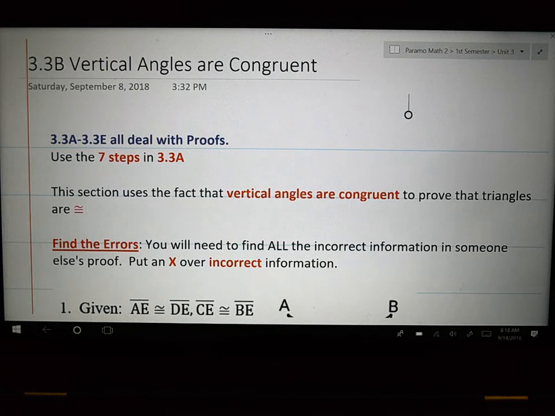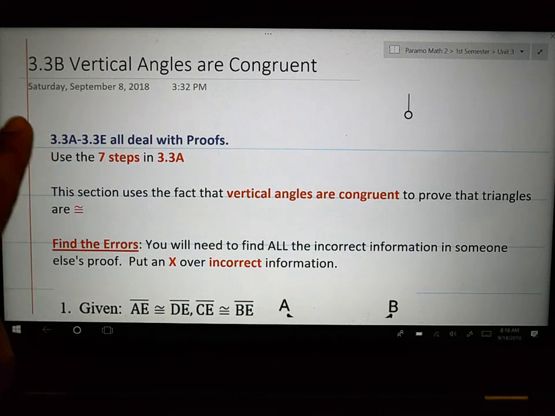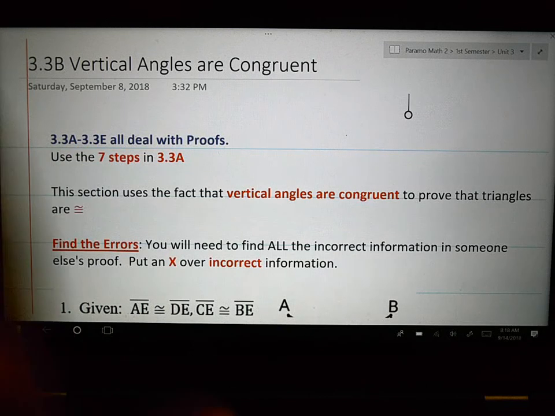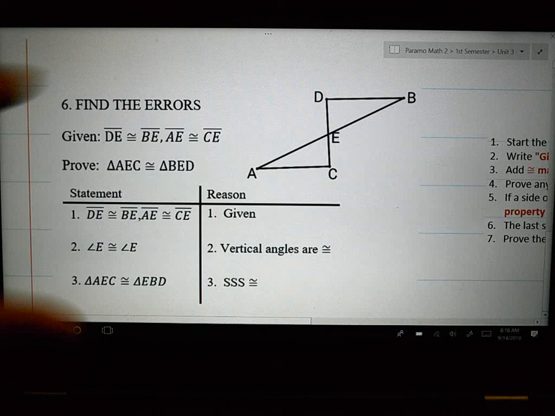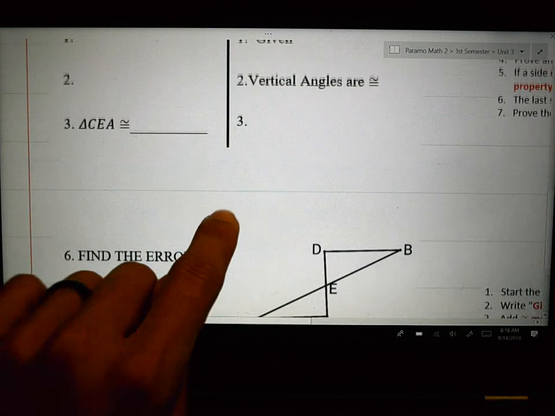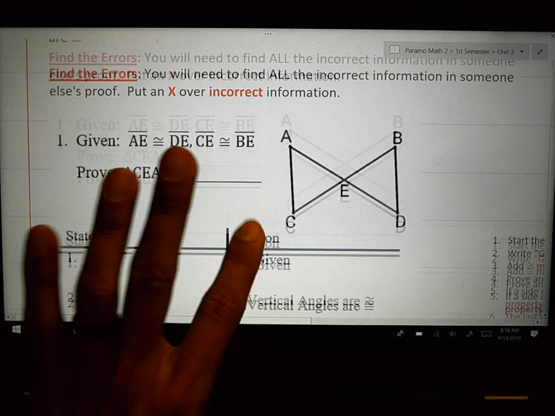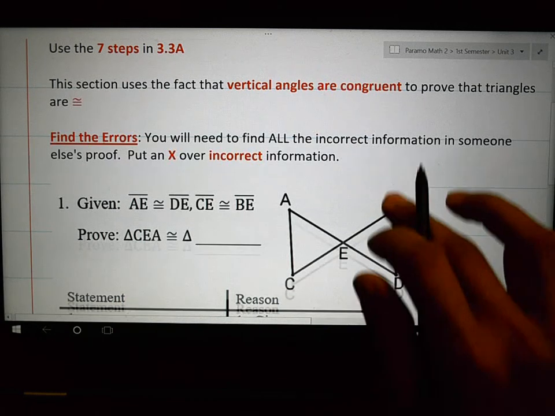This shouldn't take us too long for 3.3b. What you're going to notice is that when we start getting into 3.3a through 3.3e, they're all the same sort of proofs that we started in 3.3a. Every single worksheet, the A through E, will have a proof, but it's going to highlight something different that you use in the proof when you're solving it.